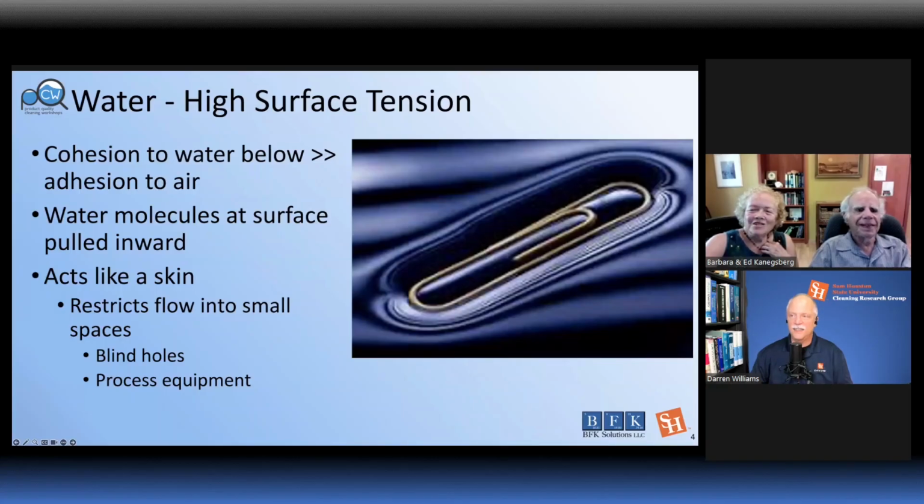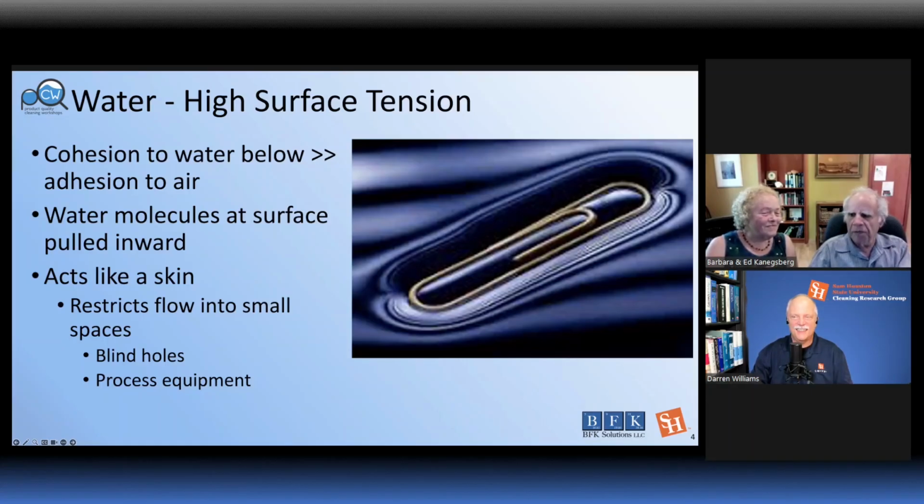As you can see from this paper clip, water has a high surface tension because the cohesion to the water below is much higher than the adhesion to air. And that gives it a very high surface tension. That means the water molecules at the surface are pulled in, and it sort of acts like a skin, allowing you to float paper clips or bugs.